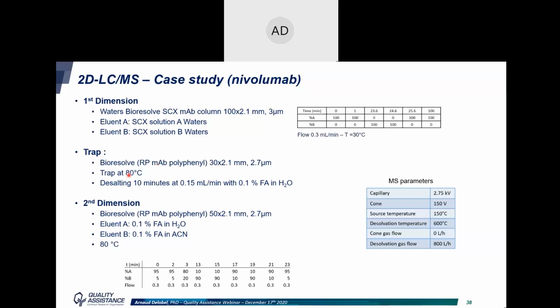The trap column is set at 80 degrees, and before the second dimension we perform a desalting step of 10 minutes with 0.1% formic acid in water. And finally, what is trapped on the column is separated by the second dimension column, once again a BioResolve reverse phase column from Waters, with 0.1% formic acid in water and 0.1% formic acid in acetonitrile.